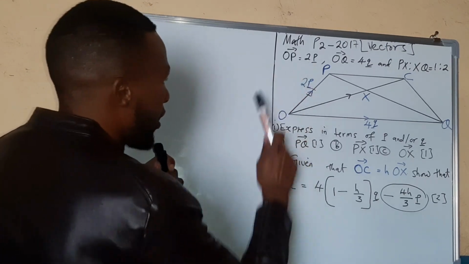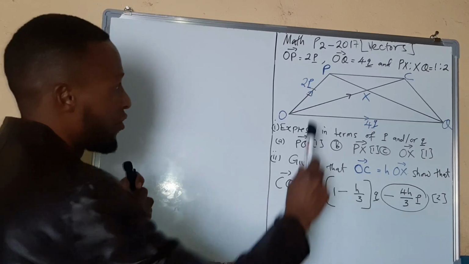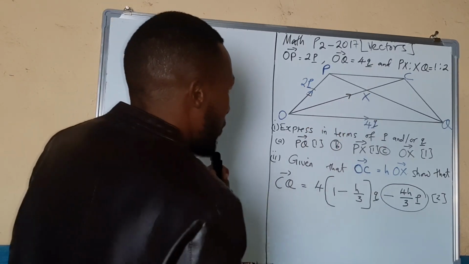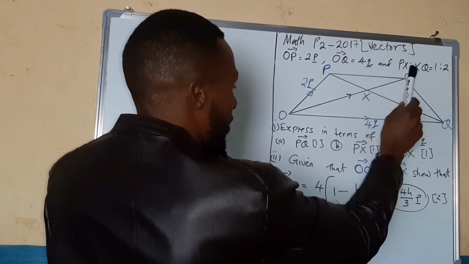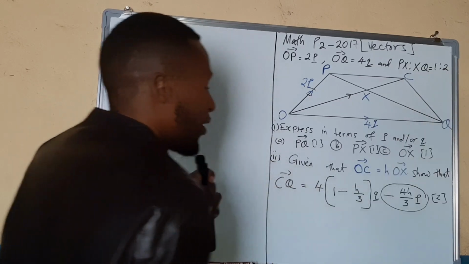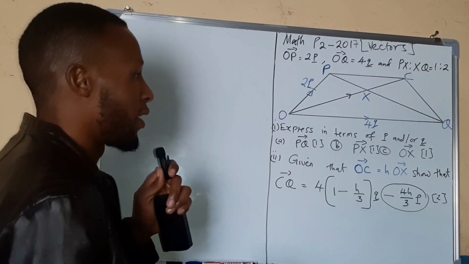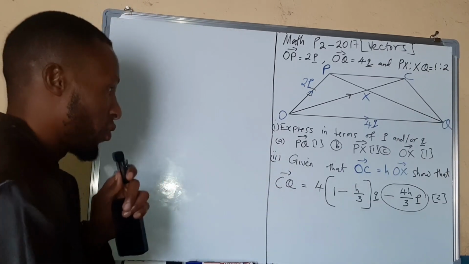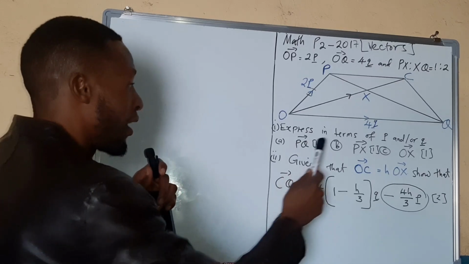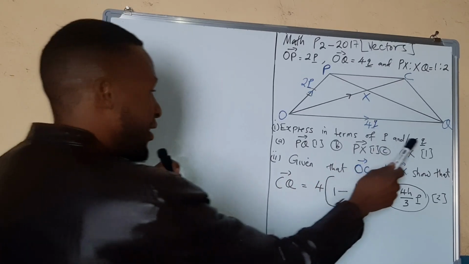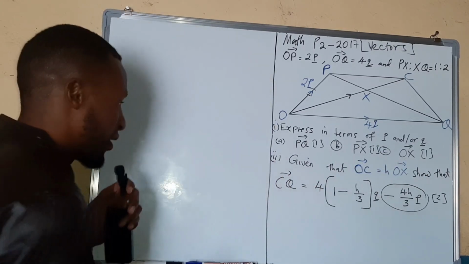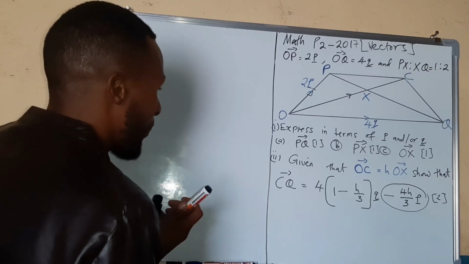Vector OP is given as 2P, vector OQ is given as 4Q, and PX to XQ is given in the form of a ratio, that is 1 to 2. The first question says express in terms of P and Q. The first vector is PQ.